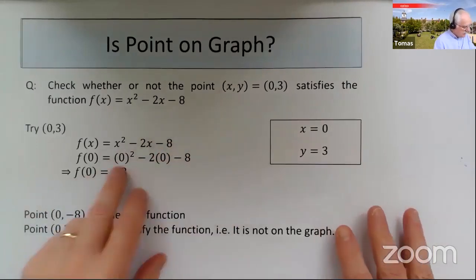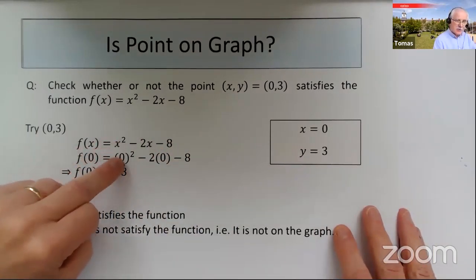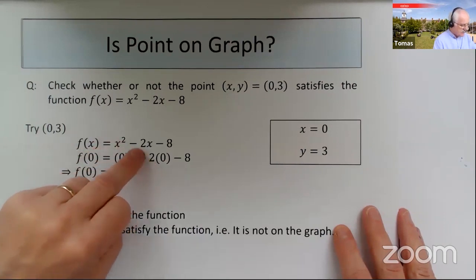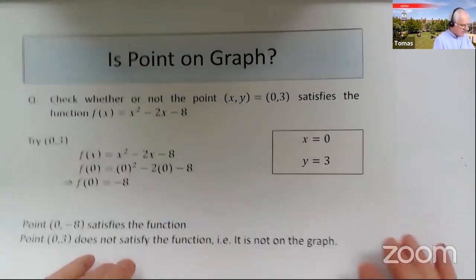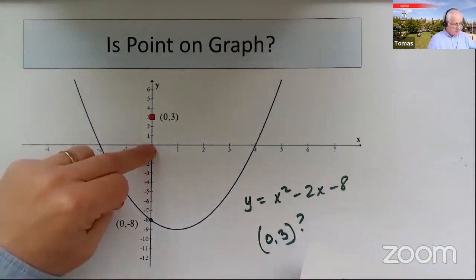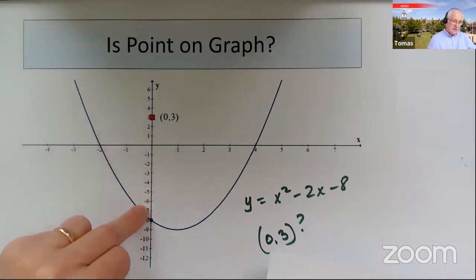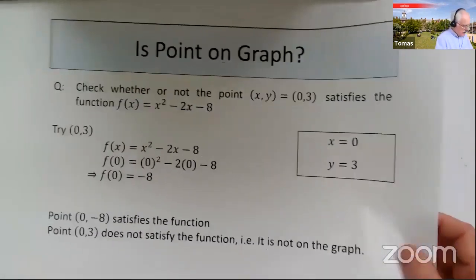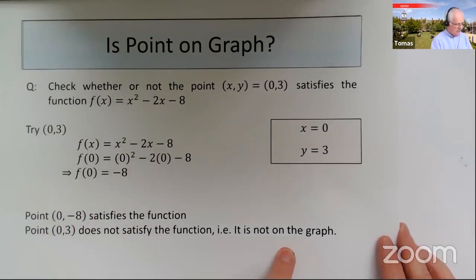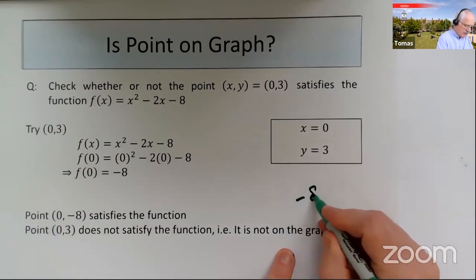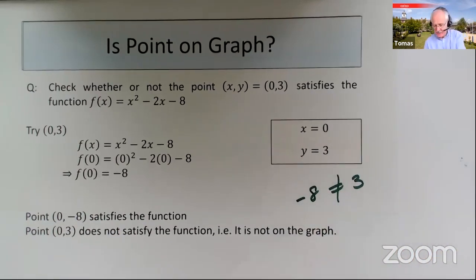So we're checking. We're going to put in the x value of 0. Everywhere there's an x, we're going to put in 0. So 0 squared minus 2 times 0 minus 8 is minus 8. So this says when x is 0, the y value is actually -8, not 3. So I'm getting -8. That's not 3. Not 3 does not satisfy the function because -8 is not equal to 3. So it's not on the graph.